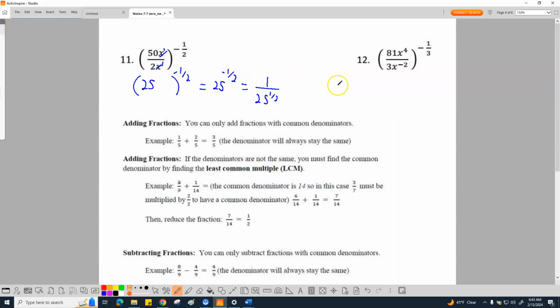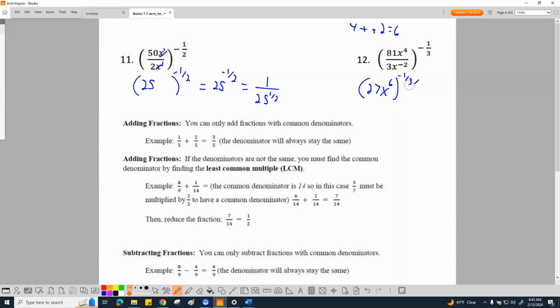So now let's talk about problem 12. If I were y'all, I would simplify problem 12, the interior of the parentheses first. 81 divided by 3, what does that come out to? 27. So I'm going to end up with 27 right here. And then I'm going to combine my x's. So the x's right here, these are x to the 4th, here's an x to the negative 2. 4 minus, because that's the operation, negative 2. Turn that into a positive, and you end up with a 6. So I end up with 27x to the 6th raised to the power of negative 1/3.